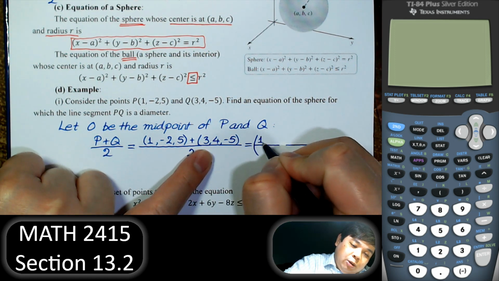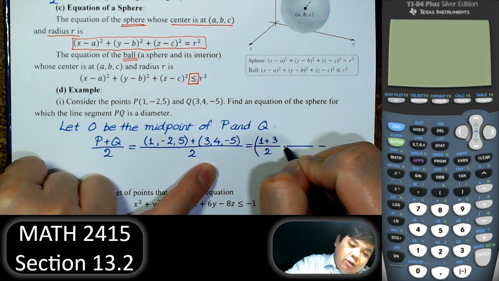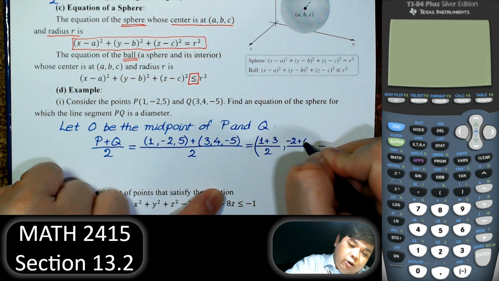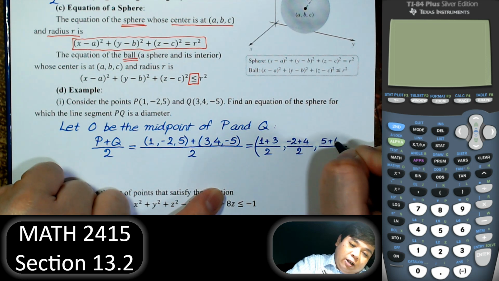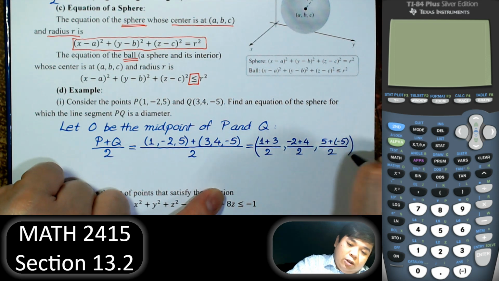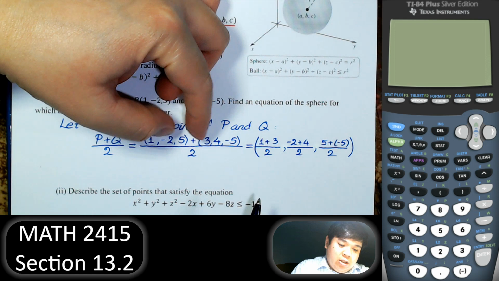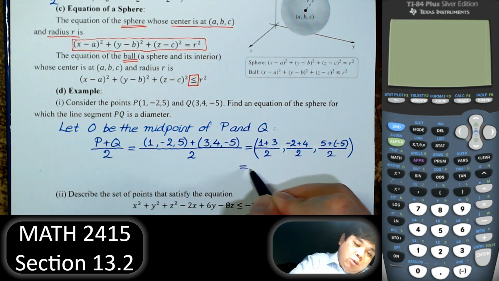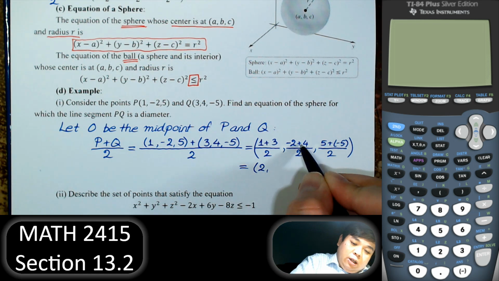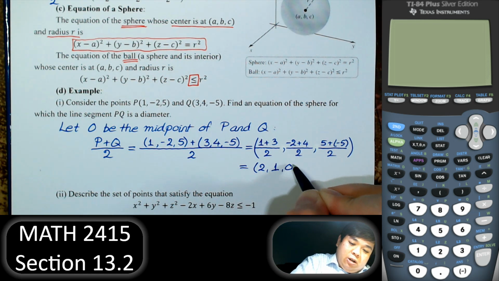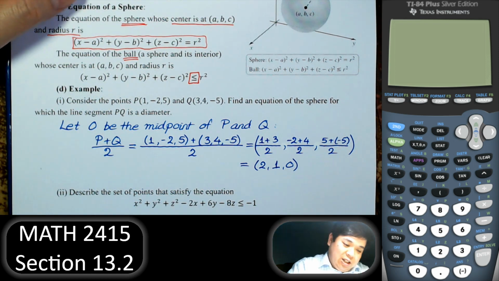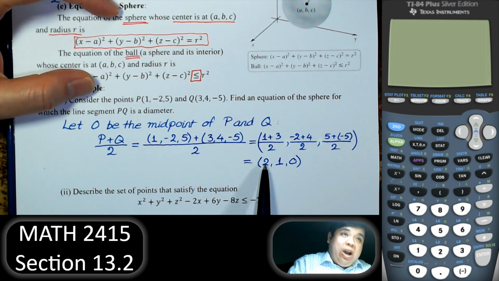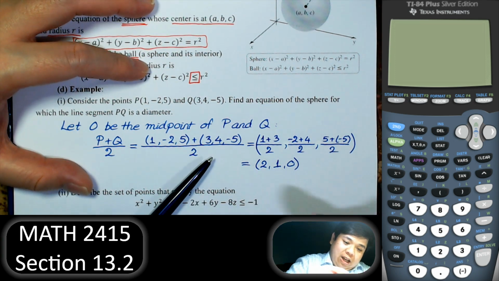Should have 1 and 3 divided by 2, -2 and 4 divided by 2, 5 and -5 divided by 2. So first the average of x components, y components, and the z component. And so we have 4, so it will be 2. 2 will be 1, and that will be 0. Right. And next, I should write smaller. Right. So we have the midpoint, which will be the center.